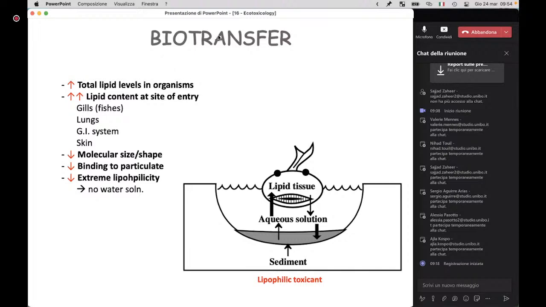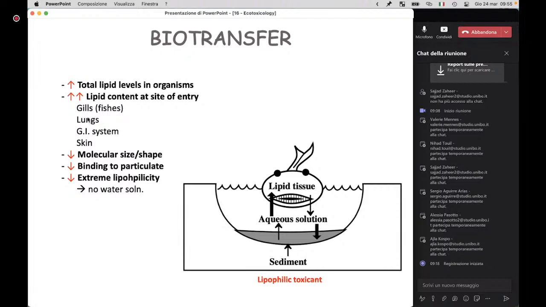And then when the contaminants get into the environment, they can damage living beings through a phenomenon which is called biotransfer. So the transfer of pollutants, of contaminants from the environment to the living beings. We know that usually the most dangerous substances are lipophilic ones. So of course biotransfer happens in higher amounts in organisms that have high lipid levels within them. And in particular, absorption is greatly enhanced if the site of entry, so the point of contact with the contaminant, is high lipid tissue.